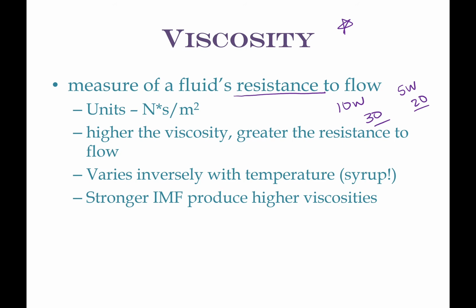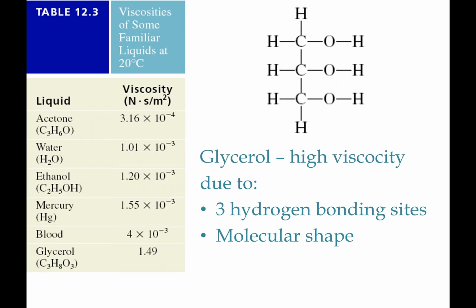So stronger intermolecular forces produce higher viscosities, and this is going to be straightforward, but we're talking about resistance to flow. So this is a very viscous molecule. We've got 3 OH groups on it. It's going to be very attracted to itself. This is glycerol. We often use this as a lubricant in labs and other places. But those 3 hydrogen bonding sites make it a very thick and a very good lubricant.